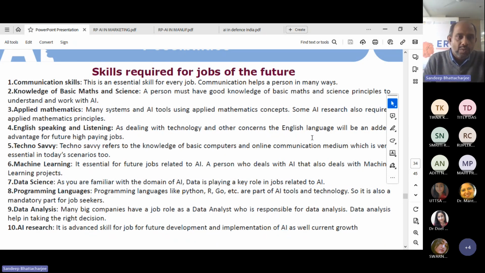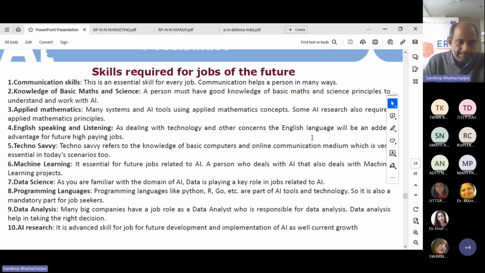Okay. Number two, knowledge of basic maths and science. Of course, this requirement is also increasing. A person must have good knowledge of basic maths and science principles. Why so much requirement? The requirement is because you have to control machines which are driven by AI. And all these machines which are controlled by AI, the basic form lies in maths, right? Especially basic maths and some sciences. Applied mathematics, of course, many systems and AI tools are using applied mathematics concepts. So some AI research is also required in applied mathematics principles. So that is also important.